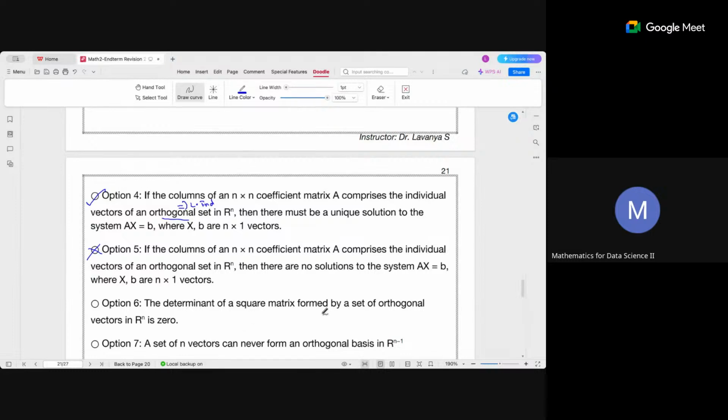The determinant of a square matrix formed by a set of orthogonal vectors in Rn is 0. Incorrect. False. A set of n vectors can never form an orthogonal basis in R^(n-1).